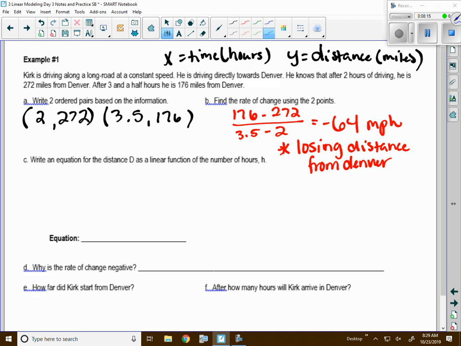Now when we write our equation, we don't have the y-intercept, we don't have b, so we're going to use point slope form. So we're going to do y minus 272 equals m, which is negative 64, we just found that, and then x minus 2. I want you to go ahead and distribute and simplify and get it in y equals mx plus b form. So basically, you're going to solve for y.